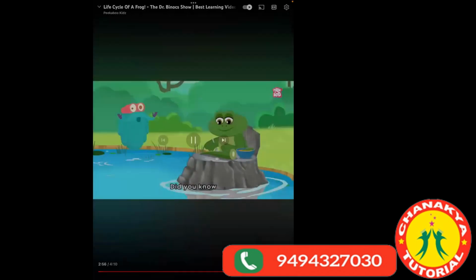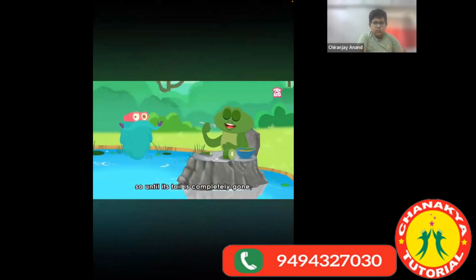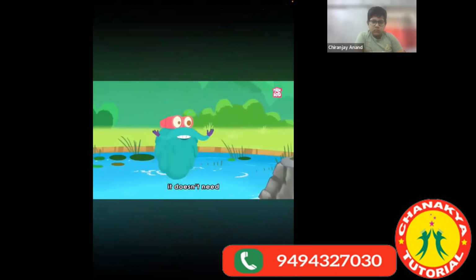Did you know that the tadpole uses the nutrients stored in its tail as food? So until its tail is completely gone, it doesn't need anything else to eat in its journey of becoming a young frog.